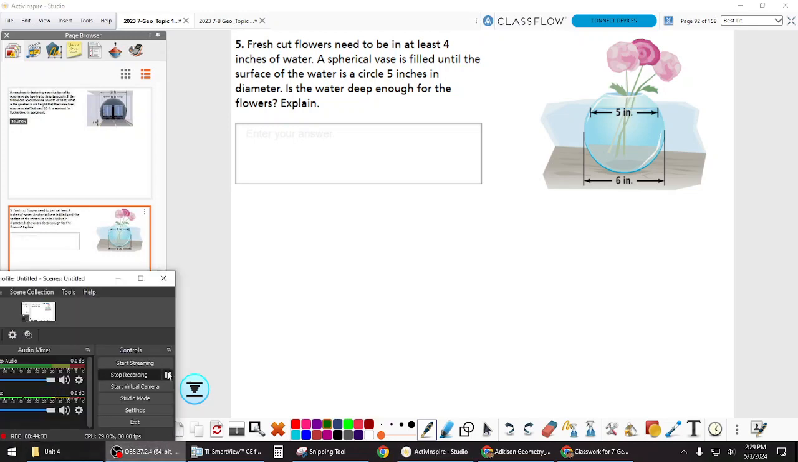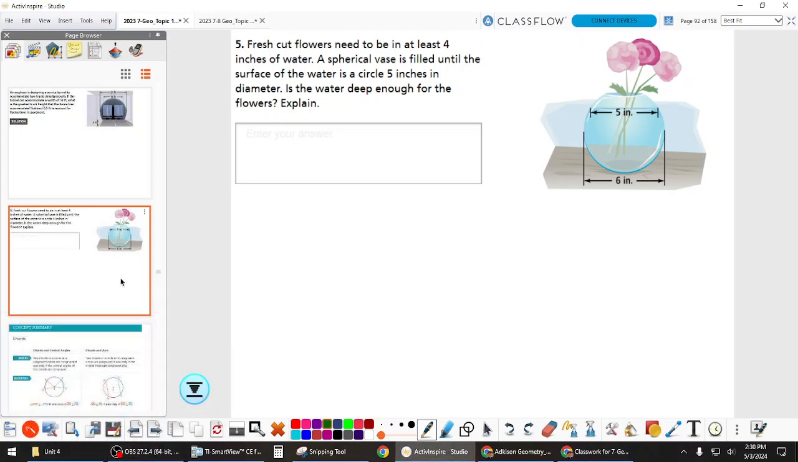Go ahead and read it. So they need at least 4 inches of water. So which direction are we talking about in the picture? 4 inches of water. That's vertically, right? So this direction. So the cross-section of a sphere is a circle. So it's filled until the surface is 5 inches in diameter. That's something you could measure. You're filling it. You can measure it horizontally, right?